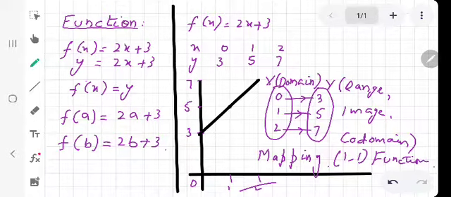Okay, since for each value of x there is a unique value of y, this is called a one-to-one function. Okay, for the first video I am dropping it here.